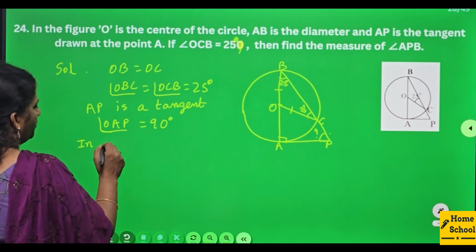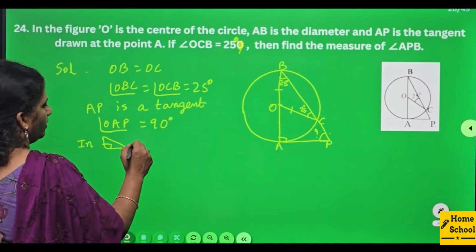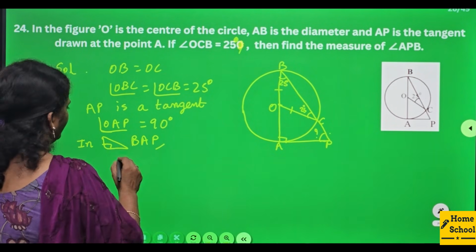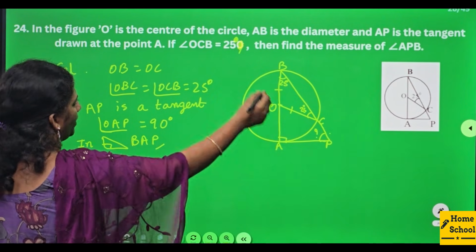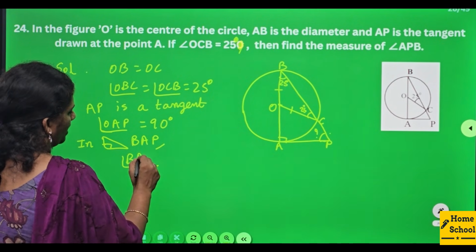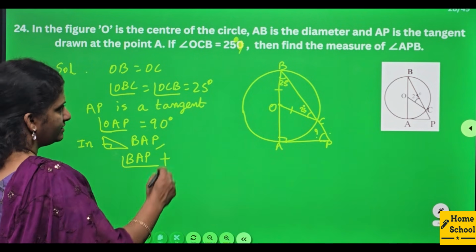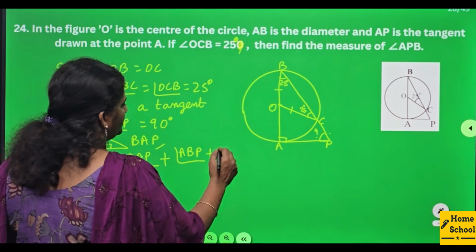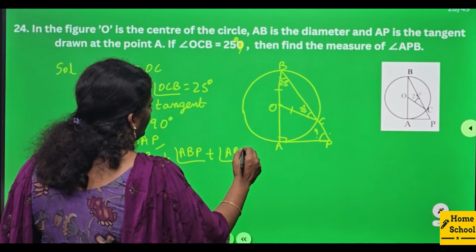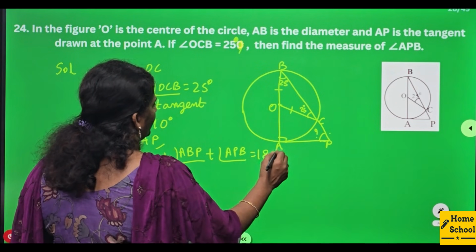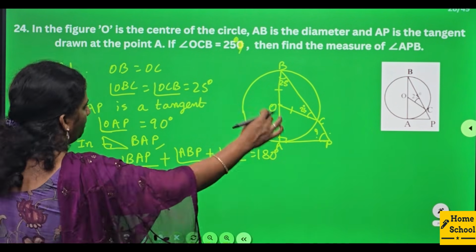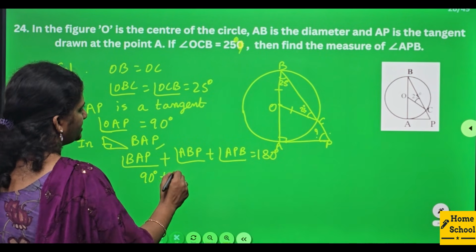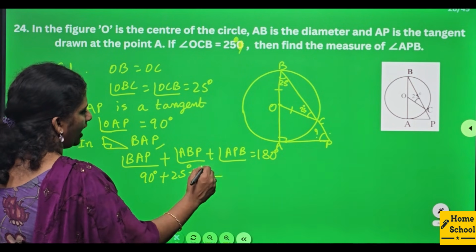In right triangle BAP, this angle is 90 degrees. I can write OAP or BAP, both are the same. Angle BAP plus angle ABP plus angle APB, the interior angles of a triangle, is 180 degrees. We know angle BAP is 90 degrees. We know angle ABP is 25 degrees. We don't know angle APB.